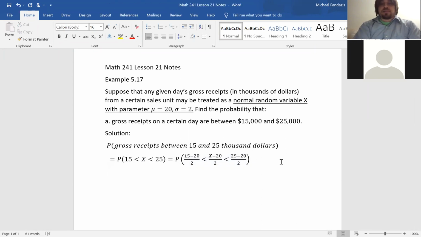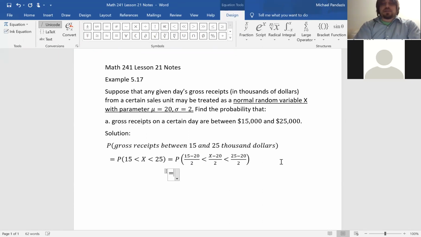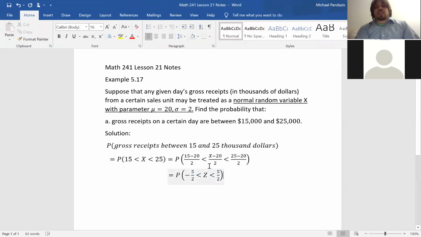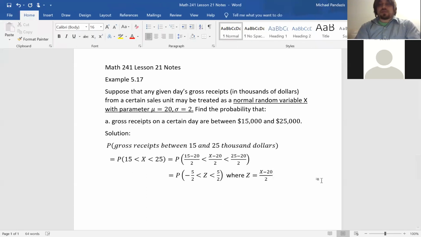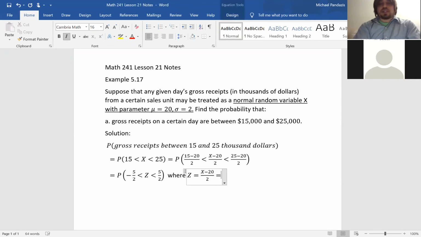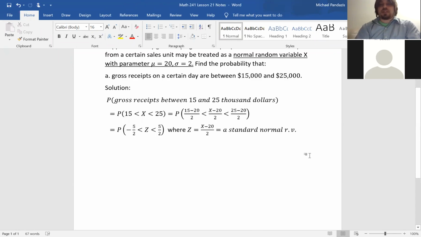Now, given any normal random variable X, if you subtract its mu and divide by its sigma, you get a standard normal random variable. So here we have negative 5 over 2, strictly less than a new variable Z, strictly less than 5/2, where Z is equal to X minus 20 over 2. And Z here is a standard normal random variable. R.V. is an abbreviation for random variable.